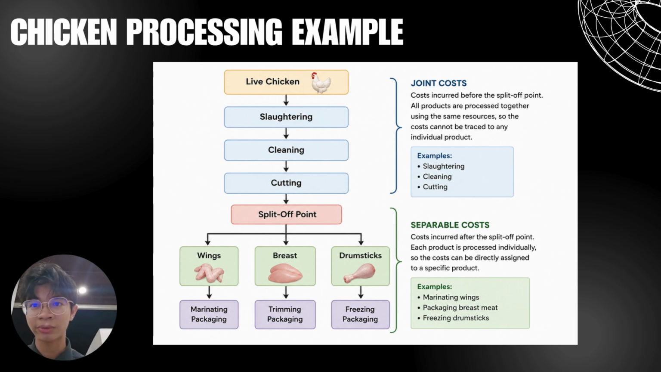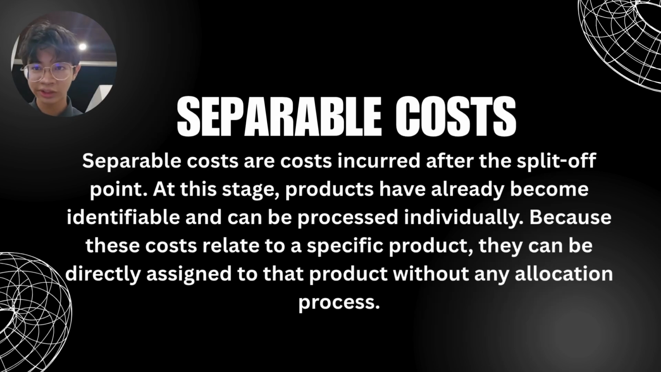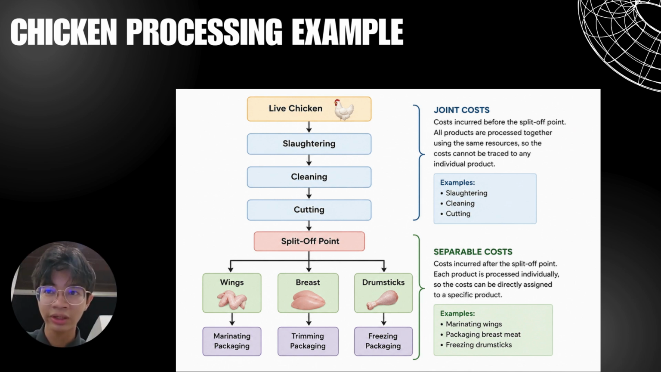Next, let us discuss separable costs. Separable costs are costs incurred after the split-off point. At this stage, products have already become identifiable and can be processed individually. Because these costs relate to a specific product, they can be directly assigned to that product without any allocation process. In the chicken processing company, some products may require additional trimming, packaging, freezing, seasoning or special processing after the split-off point. These additional costs are directly related to specific products and are therefore classified as separable costs.